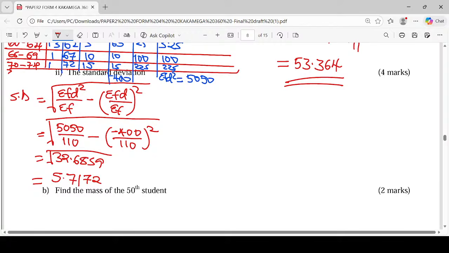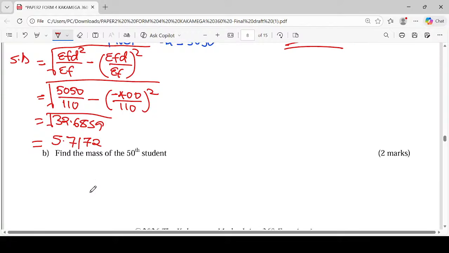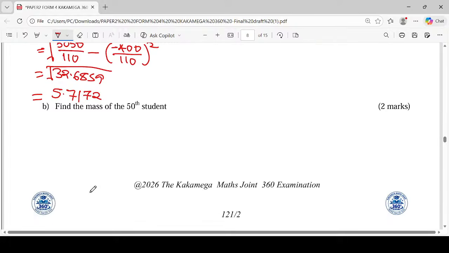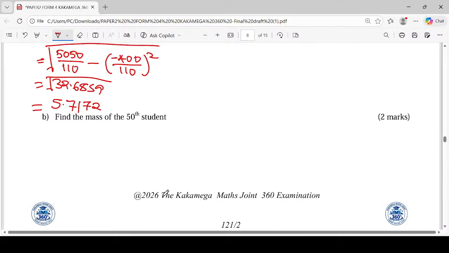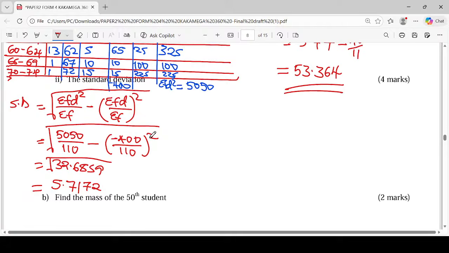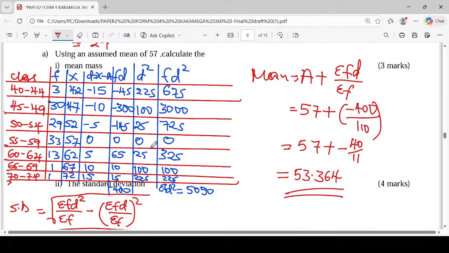Part B, we're being told, find the mass of the 50th student. I know this is a question that many learners would have found a big challenge, maybe due to lack of enough practice. But I'm going to simplify it for you. To get the mass of the 50th student, first of all, because they're talking about the 50th student, where would that 50th student lie?